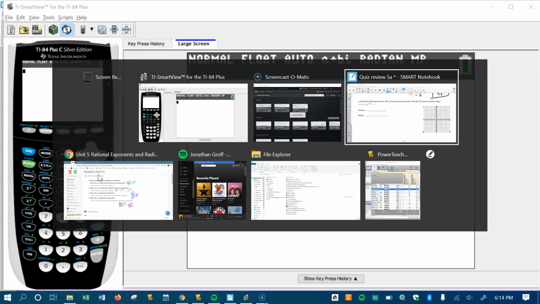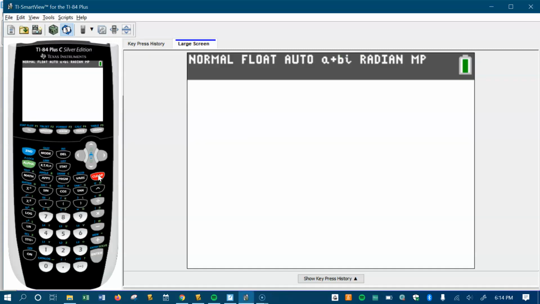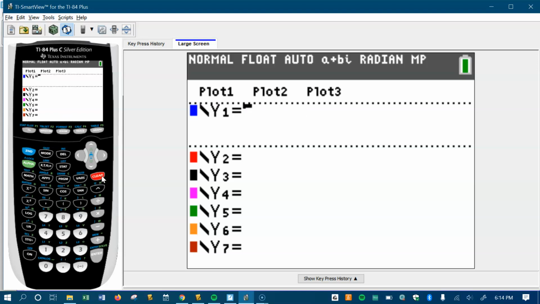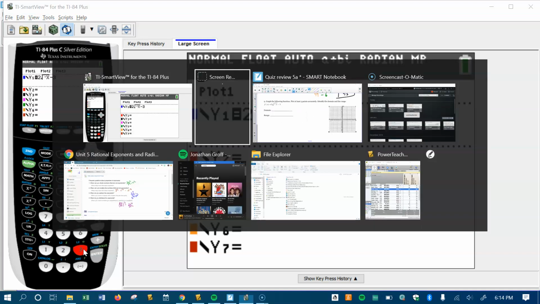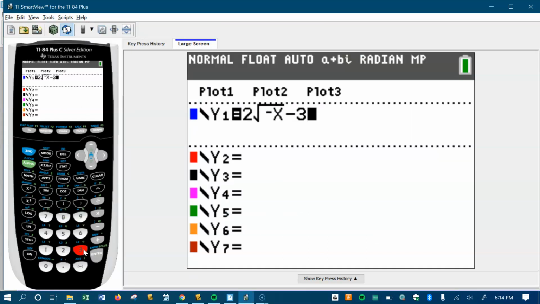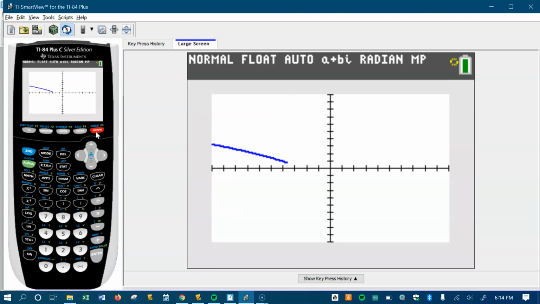Go ahead and graph this one now. So 2 square root of negative x minus 3 is equals, it's going to do 2 square root negative x minus 3. Yeah.